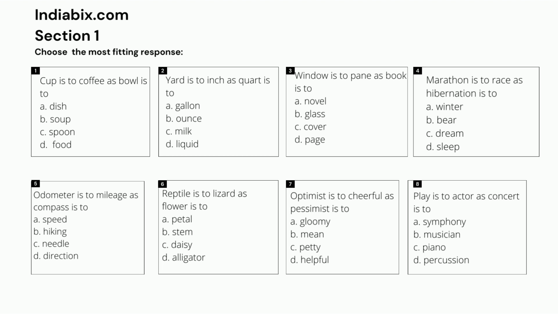So, a marathon is a long race. Hibernation is a long period of sleep. The answer would not be A or B, that is, it wouldn't be winter or bear, because even though a bear and winter are related to hibernation, neither completes the analogy. Choice C, which would be dream, is incorrect because sleep and dream are not synonymous.